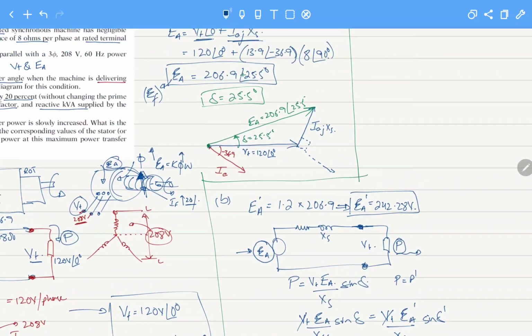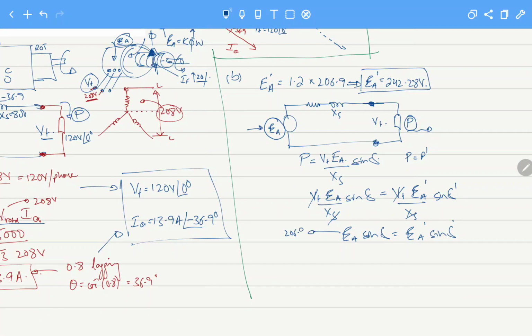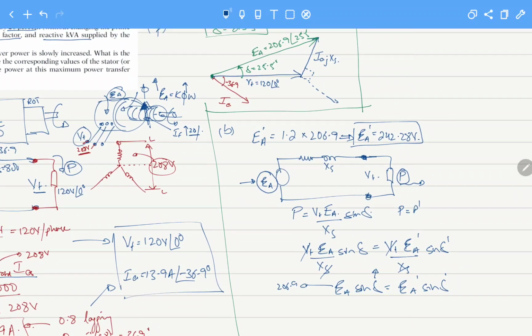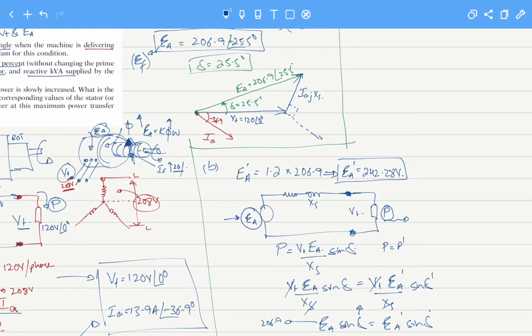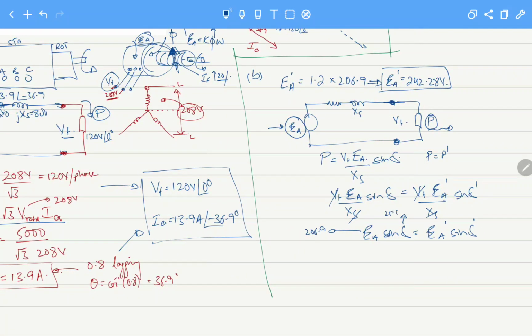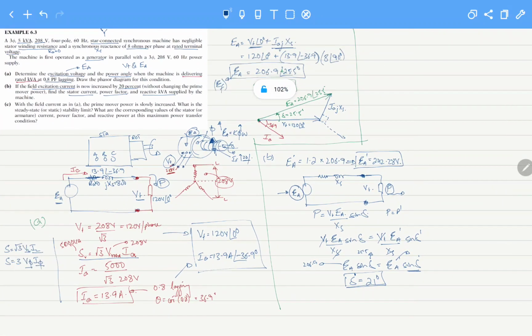EA we calculated previously as 206.9, and delta we calculated previously was 25.5 degrees. EA prime we have calculated here as 242. So we can calculate the new power angle, which will be 21 degrees. Why we have calculated this, you will understand now: the new power angle between these two values is 21 degrees.